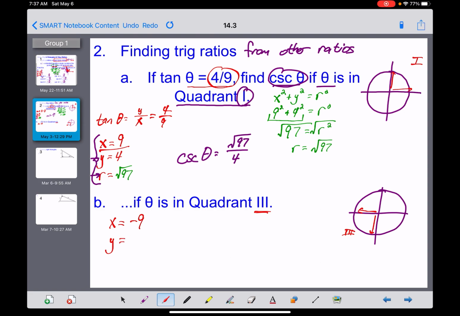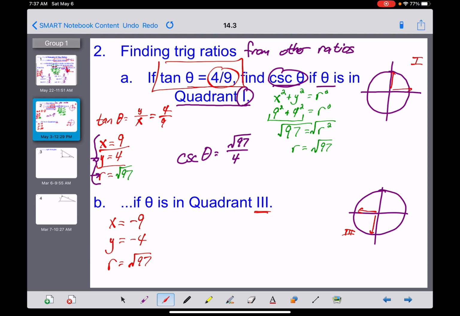Our y-coordinate, which had been 4, is now going to be negative 4. But here's the cool thing here, guys. The radius, as we've said many times before, is always going to be positive. That is still the square root of 97. And what we were given right here, guys, still holds in the third quadrant.